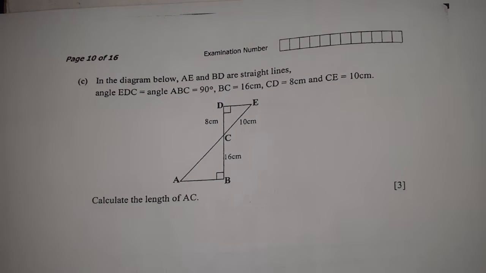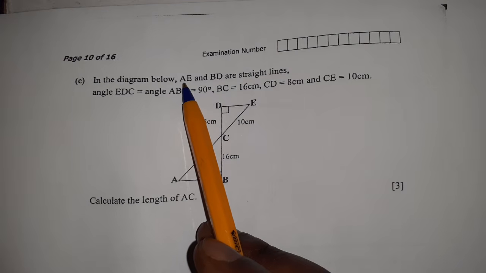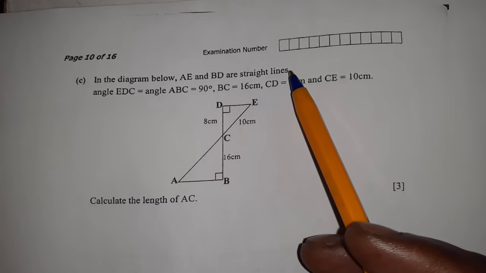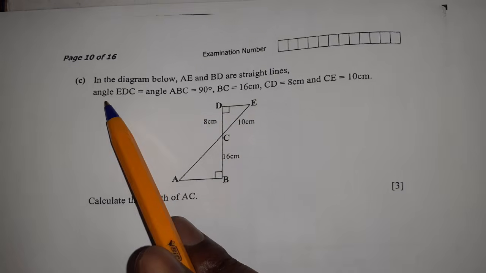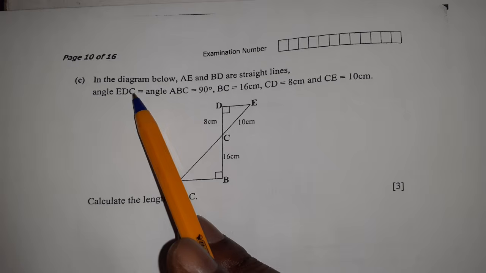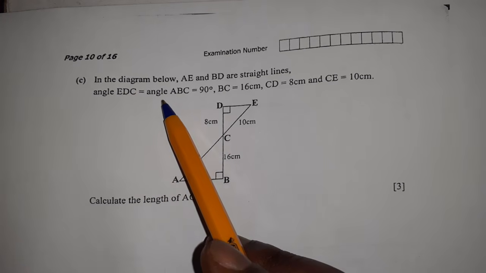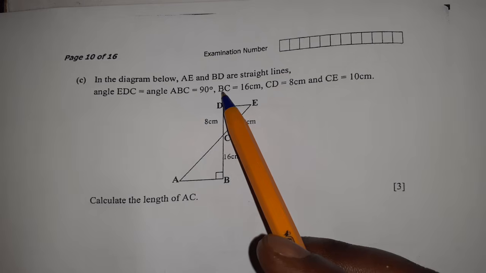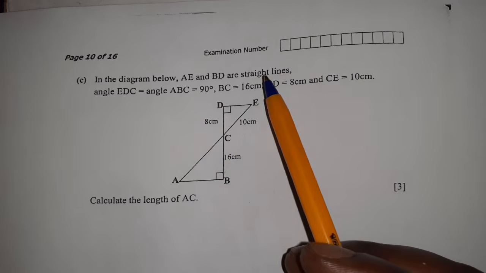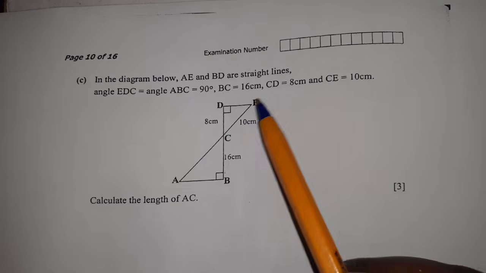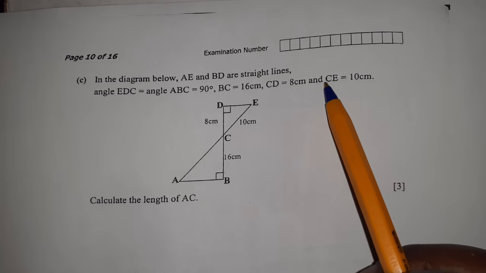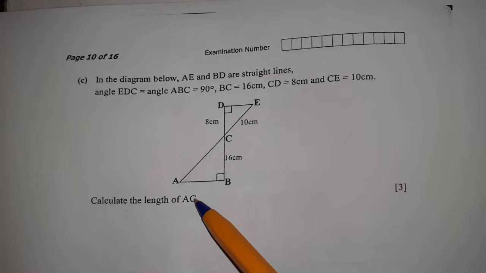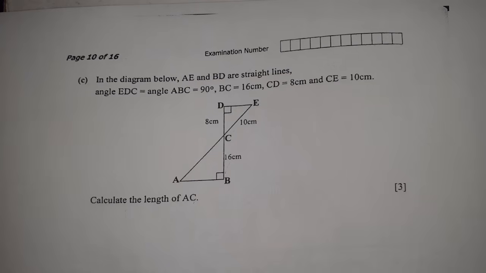Okay, so we have question C. In the diagram below, AE and BD are straight lines. Angle EDC is equal to angle ABC, and they are both 90 degrees. BC is 16 centimeters, CD is 8 centimeters, and CE is 10 centimeters. Then calculate now the length of AC.